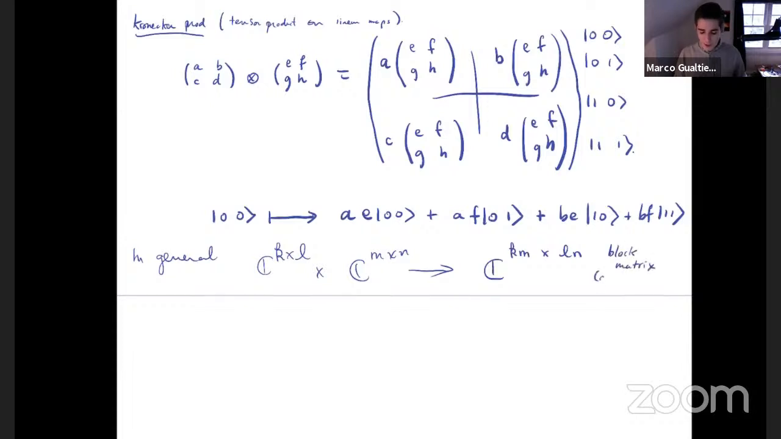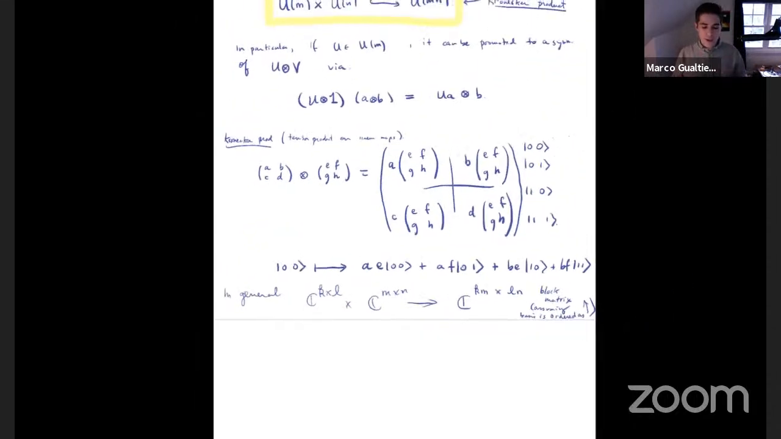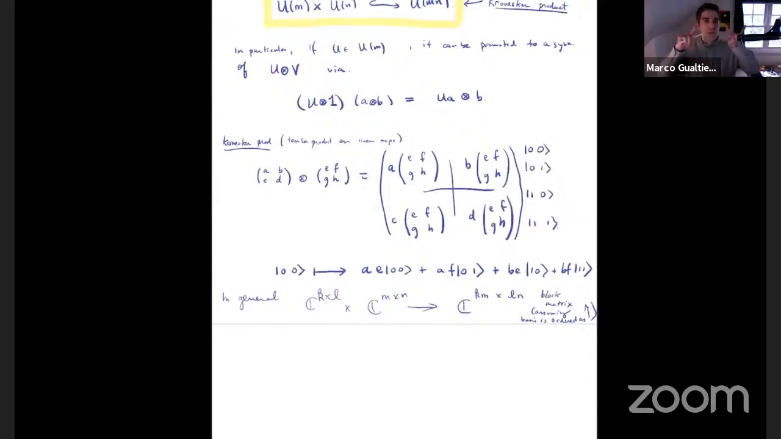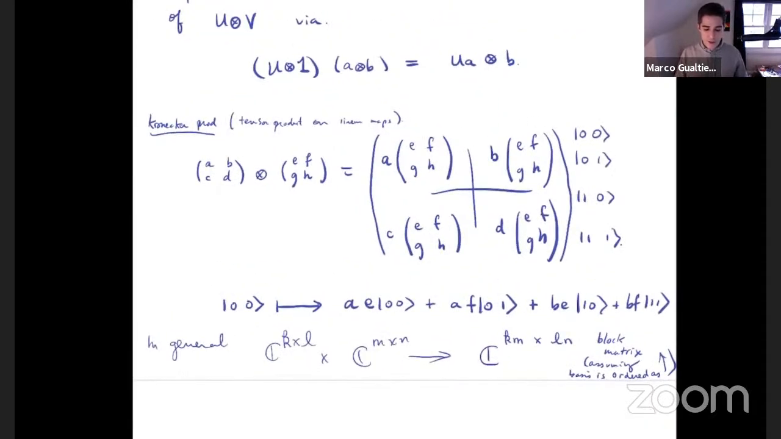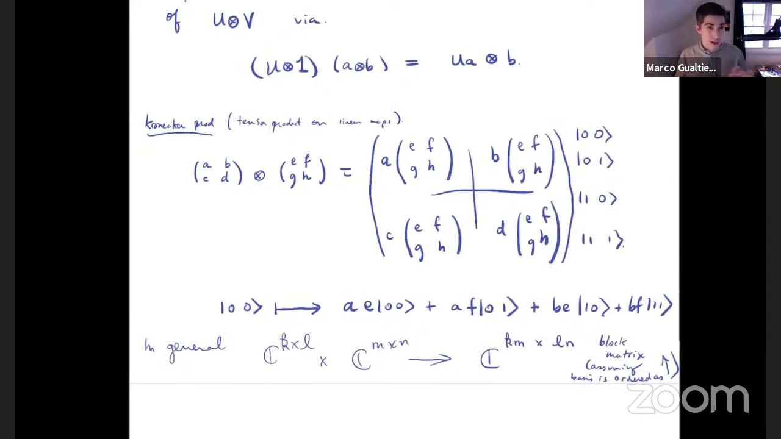And it's a block matrix, assuming the basis is ordered as above. Of course, I'm assuming that you've ordered the basis for the first vector space, and you've ordered it for the second, and then when you tensor them together, you use something like an alphabetical order, just like this: 00, 01, 10, 11. That's in lexicographic order, and then it's going to look like a block matrix, just as I've written here.